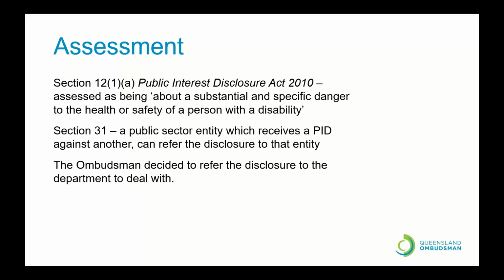In assessing the complaint, we looked at the Public Interest Disclosure Act and assessed the information we had against the criteria in that Act. And we assessed the information as being about a substantial and specific danger to the health or safety of a person with a disability under Section 12(1)(a) of the Public Interest Disclosure Act. So we essentially assessed it as being what we refer to as a PID. Now, Section 31 of that Act says that a public sector entity which receives a PID against another can refer the disclosure to that entity.